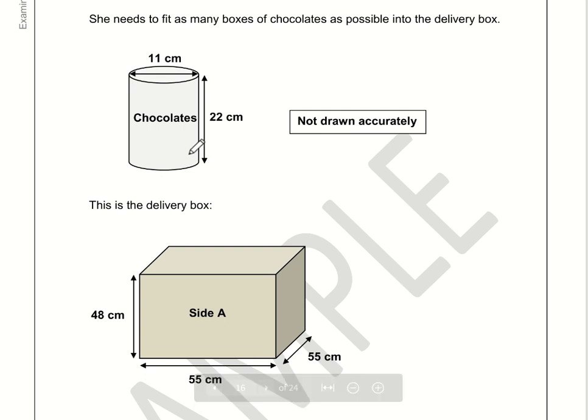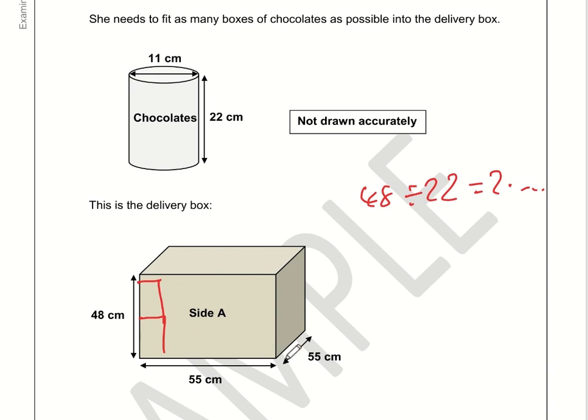Okay, so we want to fit as many of these into this box. Now the key dimensions are it's 22 high, so that means 48 divided by 22 is 2 point something, so we can definitely get 2 in height wise. There'll be a little bit of a gap.